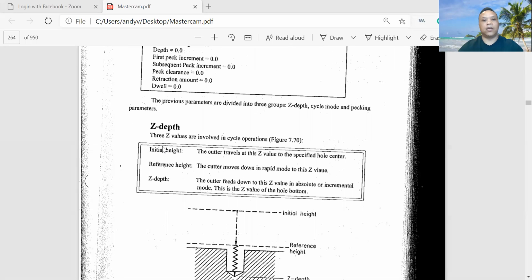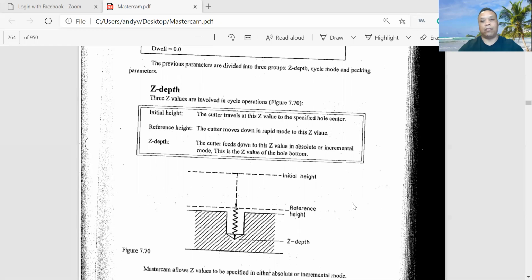The Z depth. Three Z values are involved in a cycle operation: initial height, reference height, and Z depth. At the initial height, the cutter travels at the Z value to specify the hole center. At the reference height, the cutter moves down in rapid mode to the Z value. At Z depth, the cutter feeds down to the Z value in absolute or incremental mode. This is the Z value of the hole bottom.